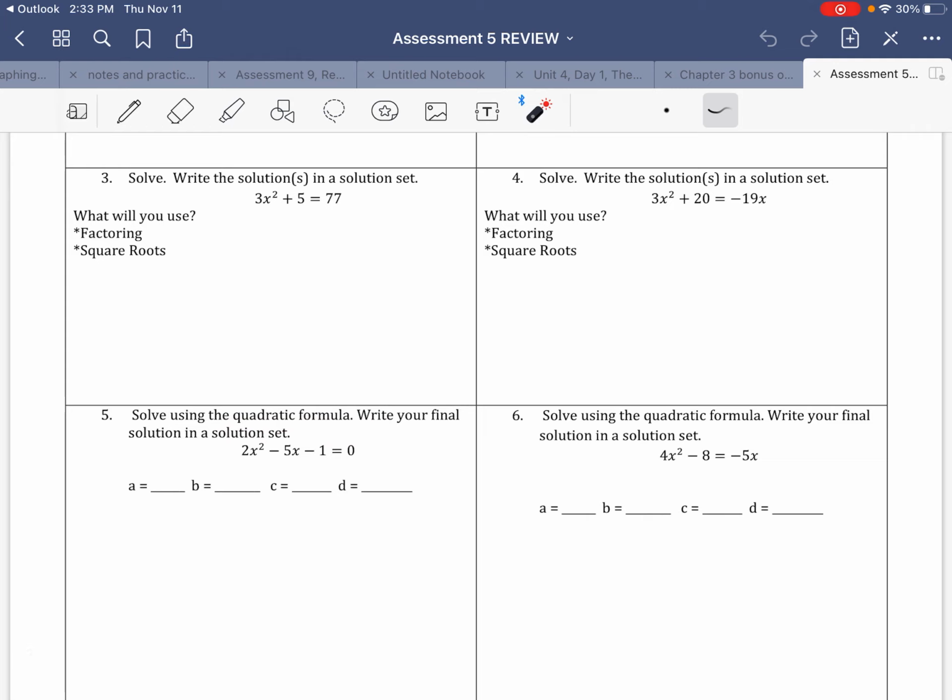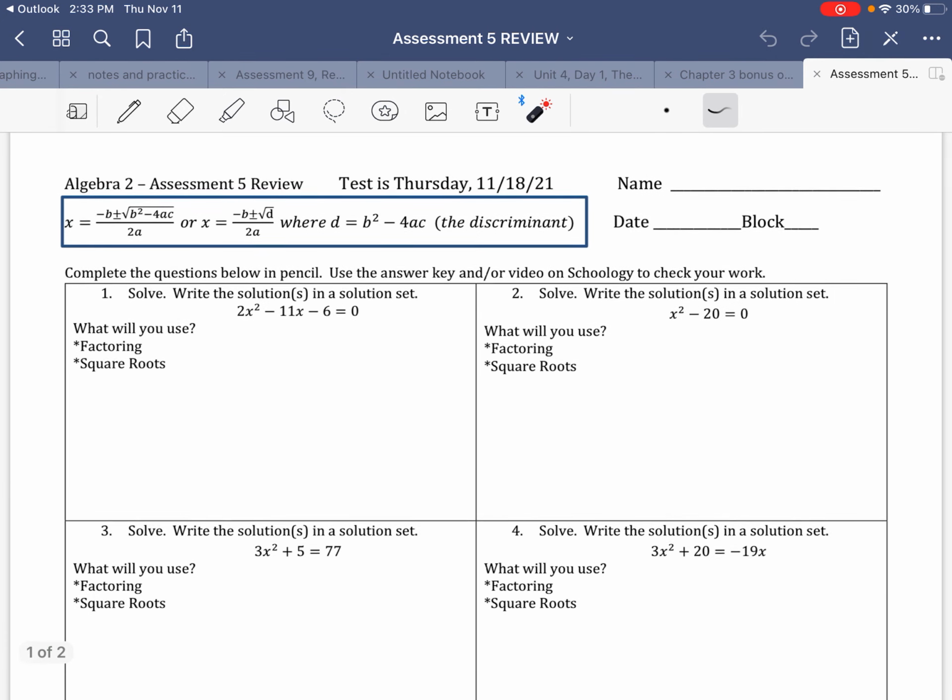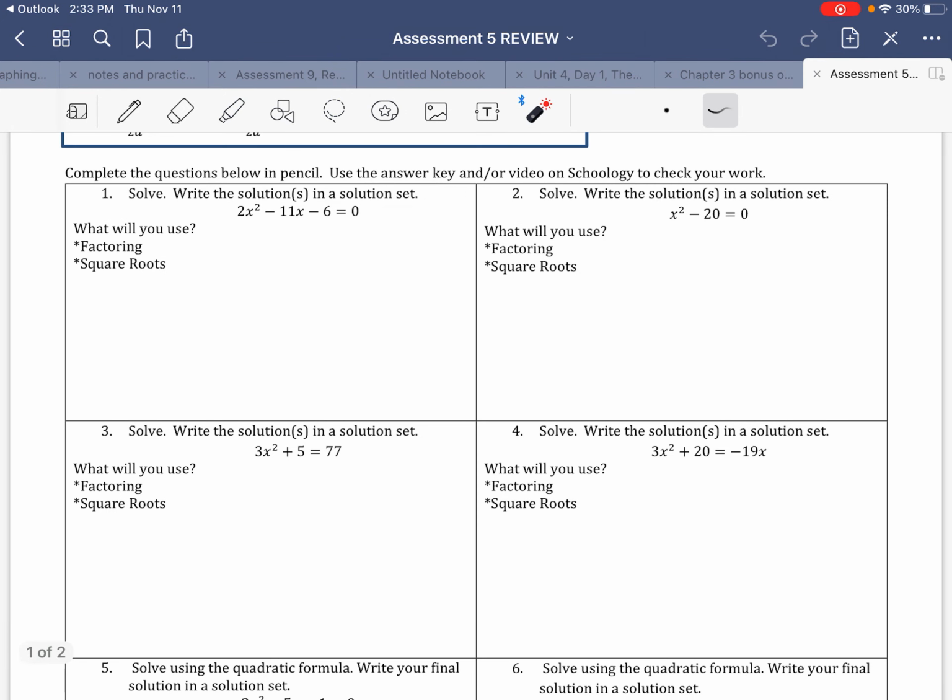I'm going to tell you to solve by the quadratic formula if that's what I want to see. But with solving by square roots and solving by factoring, you might have to choose which one to use. So let's look at that. Look at these problems, these four up here. Notice how this has x squared and this has x. This has x squared only, x squared only, x squared and x.